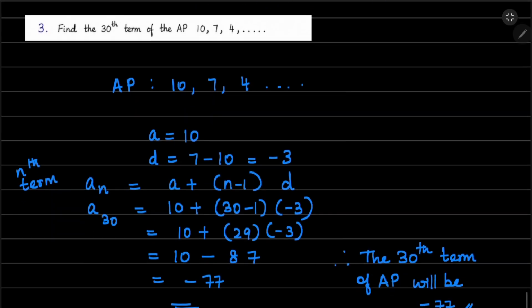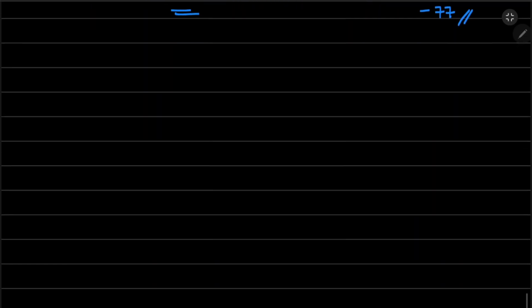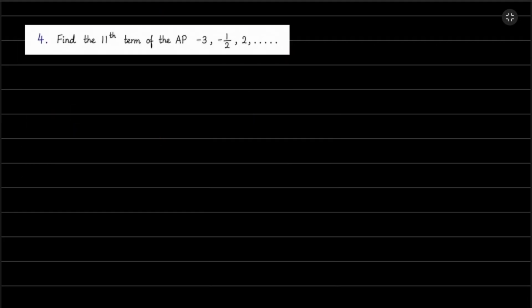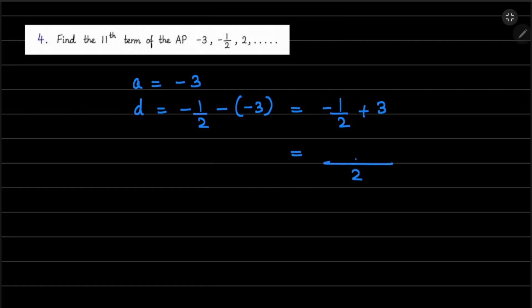Right? Let's move on to the next question. Find the 11th term of the AP. Let's do it the same way. So in the given sequence, what's your A? The first term, it's -3. What is the common difference? It's second term, -1/2 minus the first term, that is -3, minus of -3. So it's -1/2 plus 3. Take the LCM. So you have -1 plus 6, which is 5/2. That is your common difference.